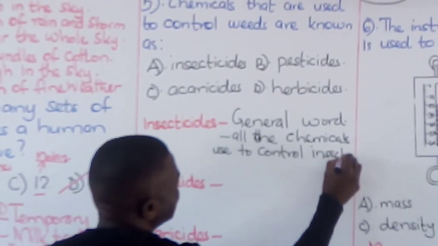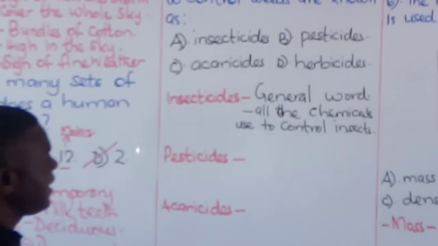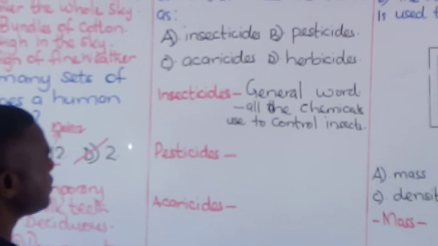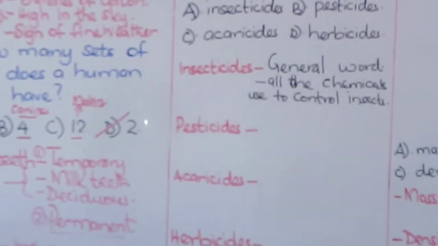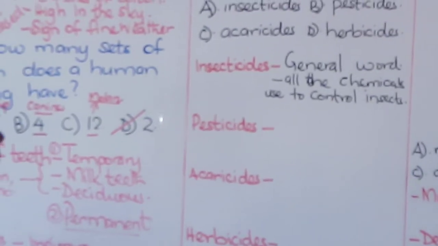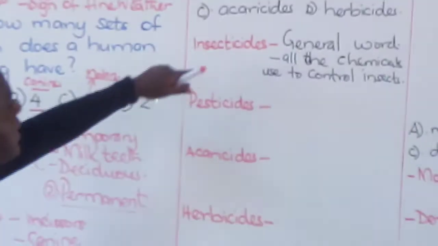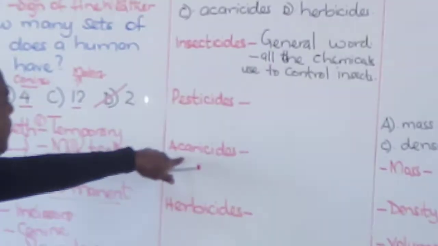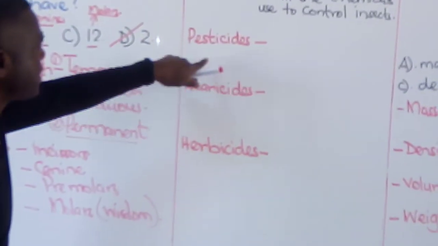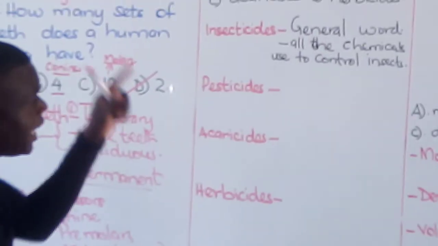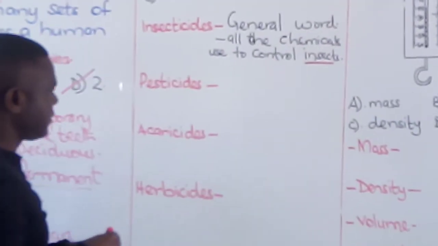insects, all insects like cockroaches, mosquitoes, house flies, all the insects that move around our houses. It's a general word. So this insecticide could control even some pests that are included here. Now, to control insects, the key word here is insects, any kind of insect.